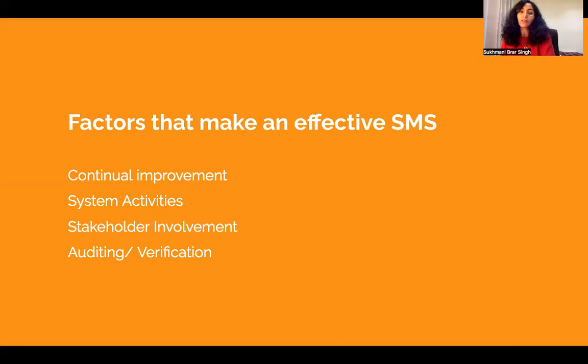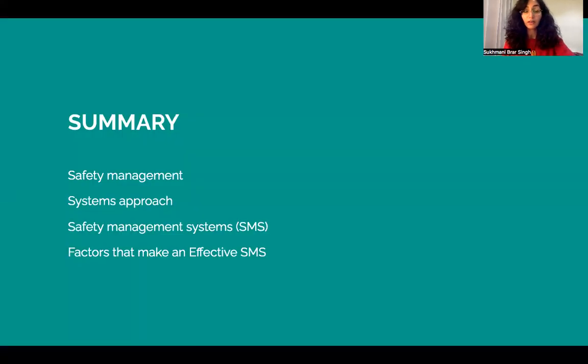So these are the factors that make an effective SMS: 1, continual improvement; 2, system activities; stakeholder involvement; and auditing and verification. So that pretty much, guys, covers the topic for today. We talked about what safety management is. Then we talked about the systems approach and how all the different subsystems in an organization need to work together to accomplish organizational goals. Then we put it together, talked about safety management systems, and finally, some of the factors that make an effective SMS.